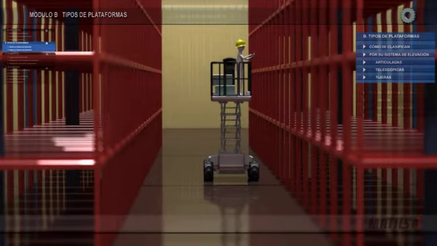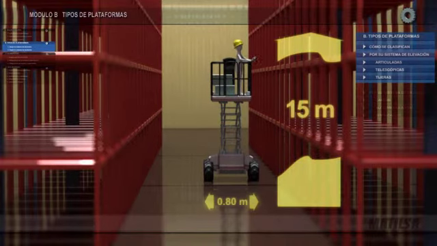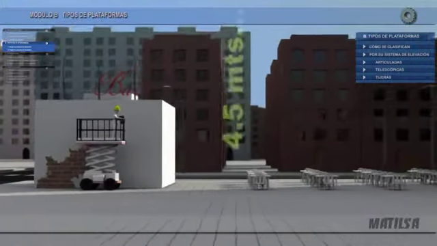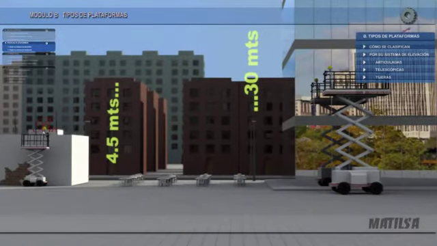As a general rule, the platforms for inner works and for the more common type of maintenance are the narrow machines of up to a minimum of 0.8 meters and a height of up to 15 meters. The heights of these machines may range from 4.5 meters to 30 meters in height.